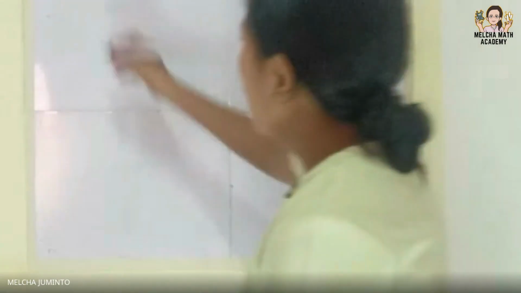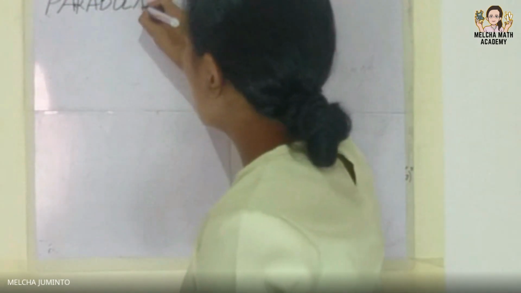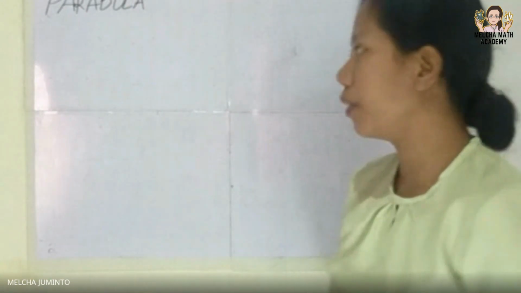It opens upward if the value of a is positive, and it will open downward if the value of a is negative. Again, I'll repeat: the graph will open upward if a is positive, and downward if a is negative. Let me write parabola. A parabola is the graph of a quadratic function. It is a curve that opens either upward or downward.